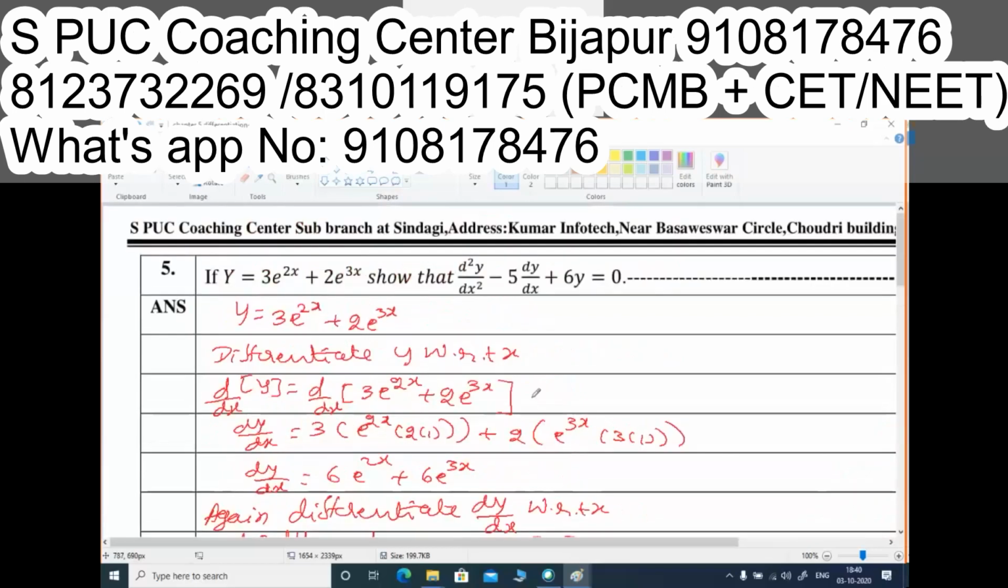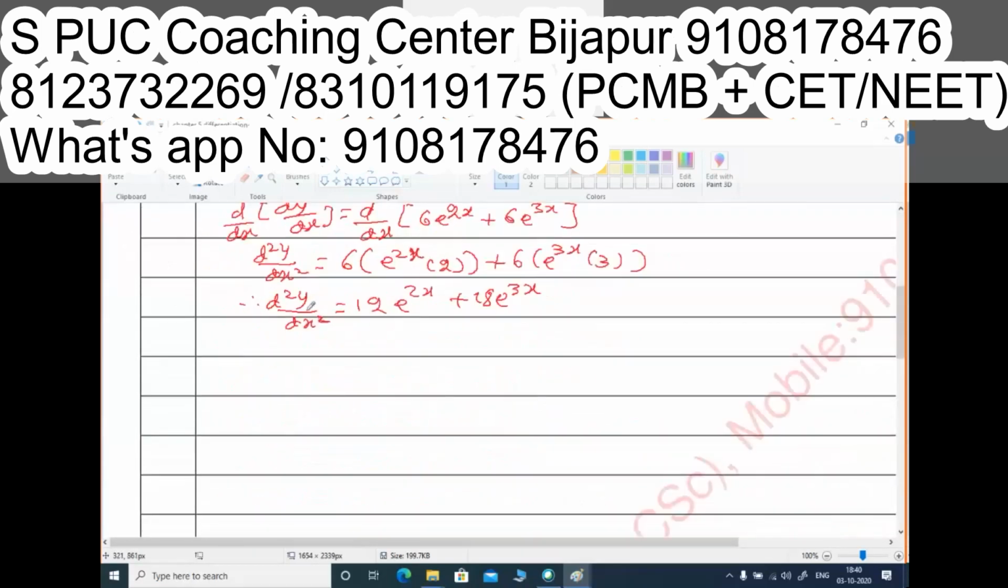You go and observe that whatever the LHS has given, LHS d square y by dx square minus 5 dy by dx plus 6y equals to 0, he has asked us to prove. Consider only the LHS, we shall show the RHS. LHS is equals to d square y by dx square minus 5 times of dy by dx plus 6 times of y equal to 0.